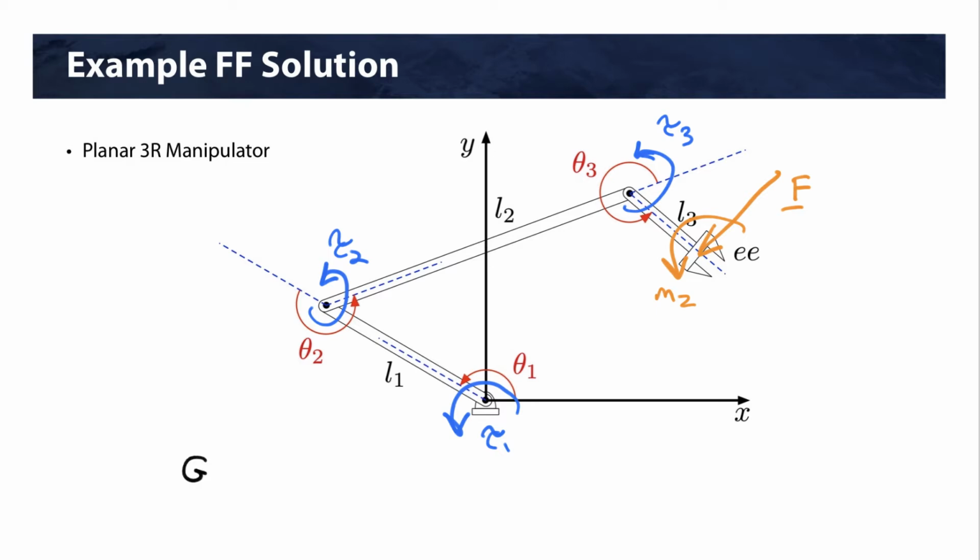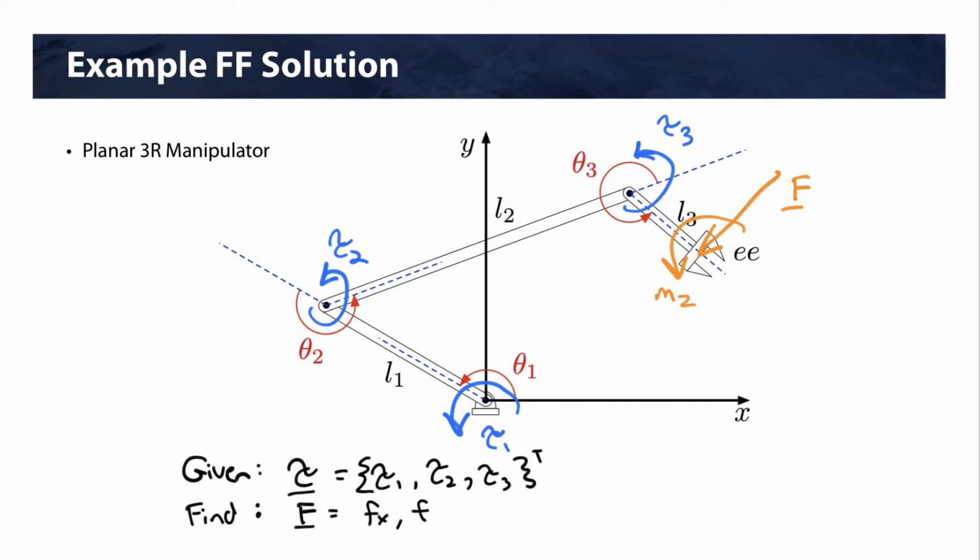So in this case, we're given our torques, which are tau 1, tau 2, and tau 3. All right, and we want to find our wrench F, which is Fx, Fy, and our moment Z.